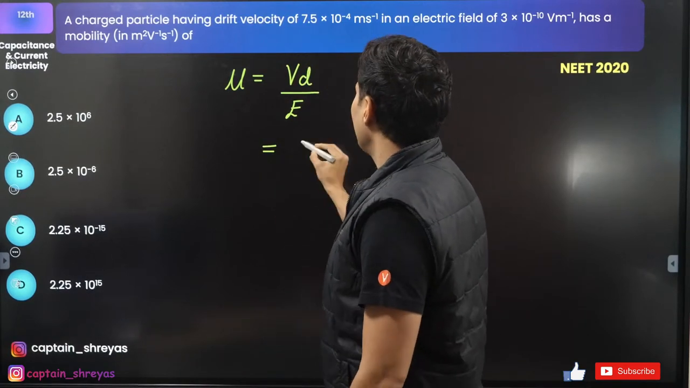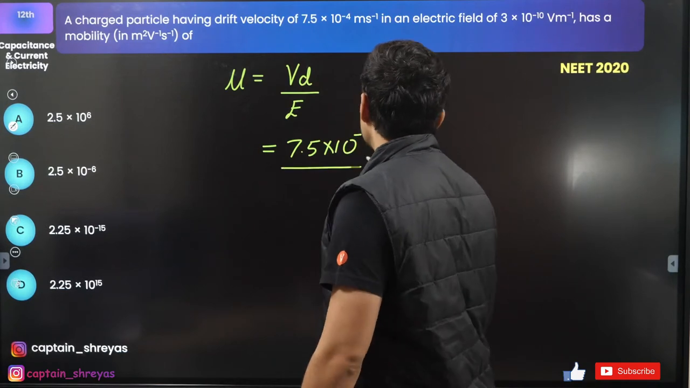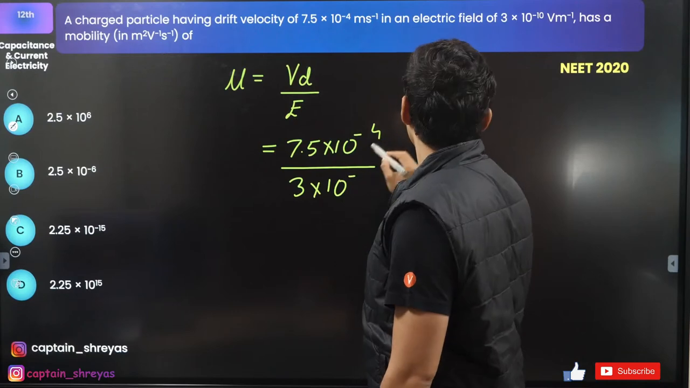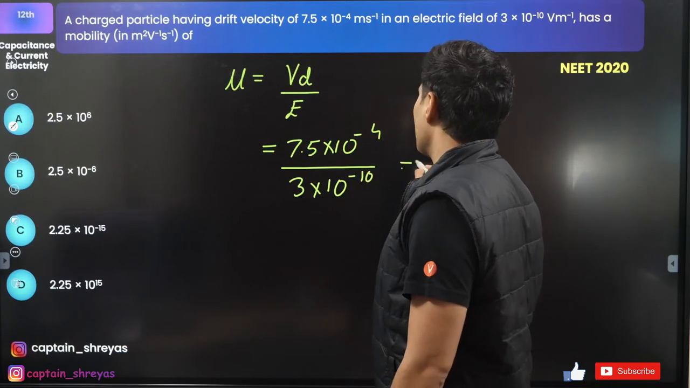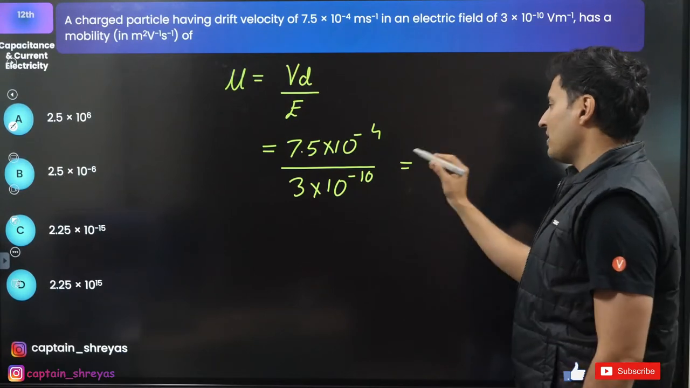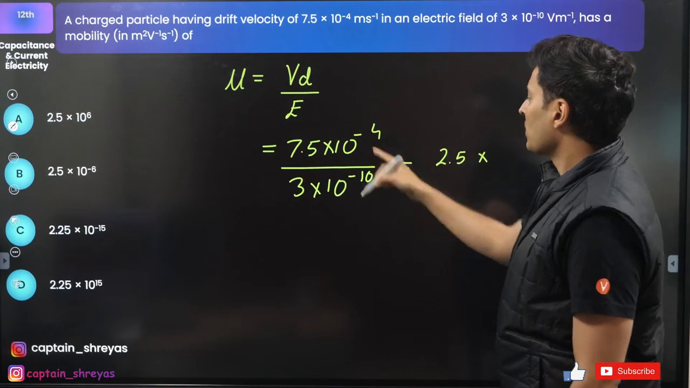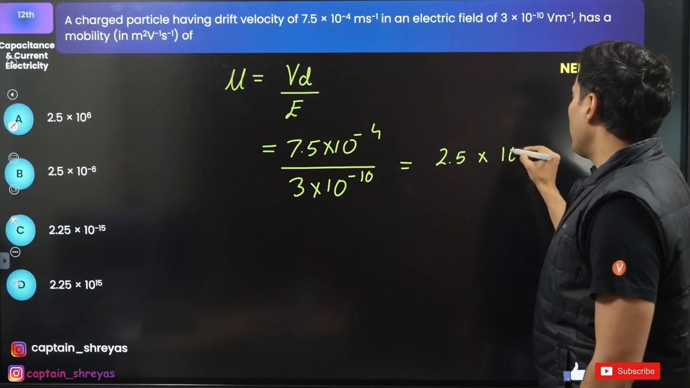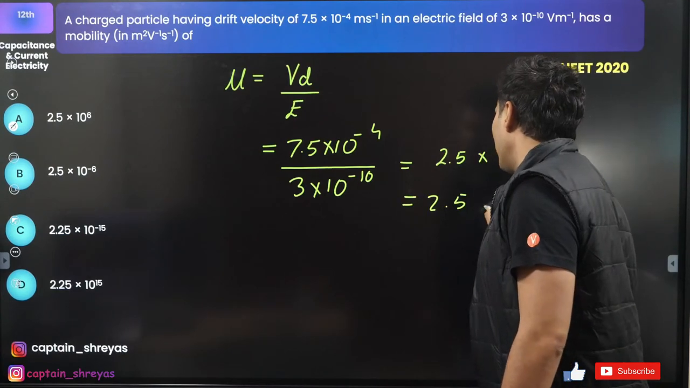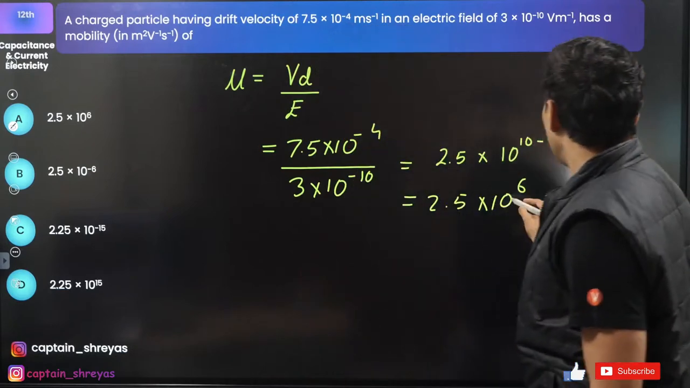Is the drift speed given? Yes, it is 7.5 10 to the power minus 4. Is the electric field given? Yes, it is 3 into 10 to the power, what is it? Minus 10. Now, what can you do, guys? 75 divided by 3 is 25. So 7.5 divided by 3 will be 2.5. And over here, this will go on the top. It will become 10 to the power 10 minus 4. So this will become 2.5 into 10 to the power 6.